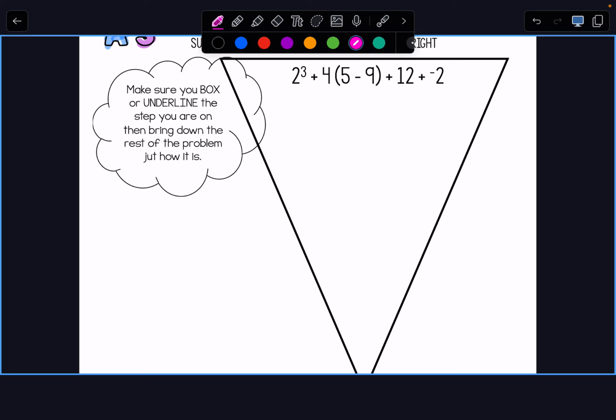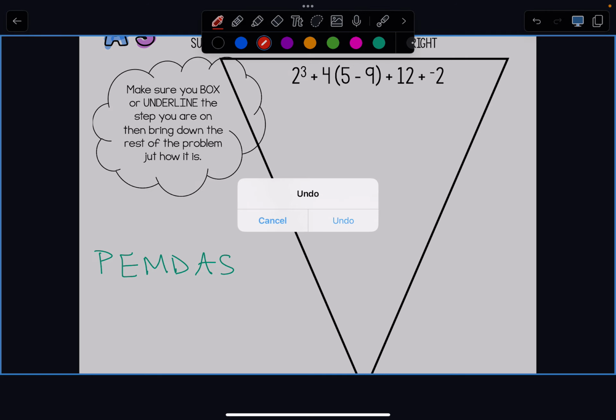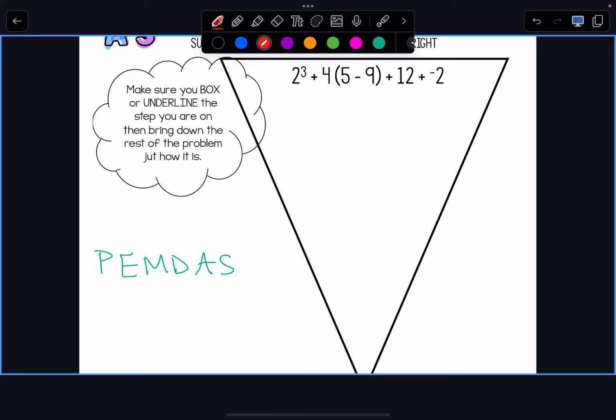Here's another one of my suggestions. I'm going to write PEMDAS over here. That way I can check things off as I go. You should only do one operation at a time. So what I'm going to do is underline the operation and then move it down. Do we have parentheses? You betcha we do right here. So I'm going to underline. This is what I'm doing.